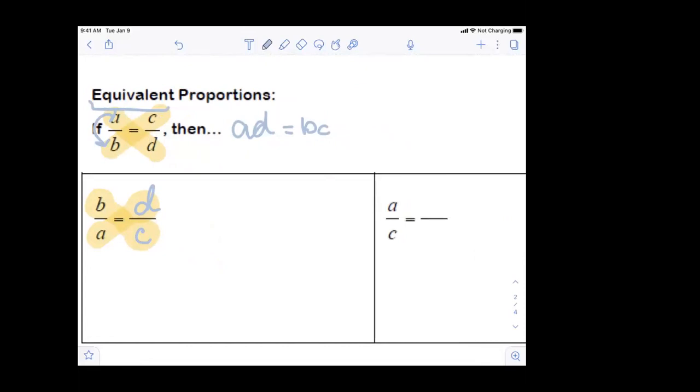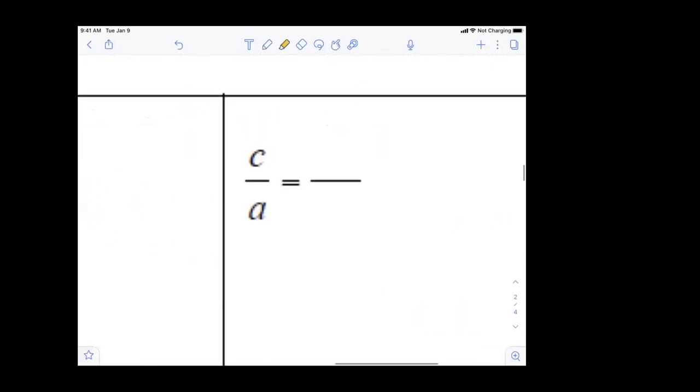What over what? BD. Good. B on top, D on bottom. Very good, Nolan. A and D go together, B and C go together. Perfect. And then one more like this. Now I've got C over A.